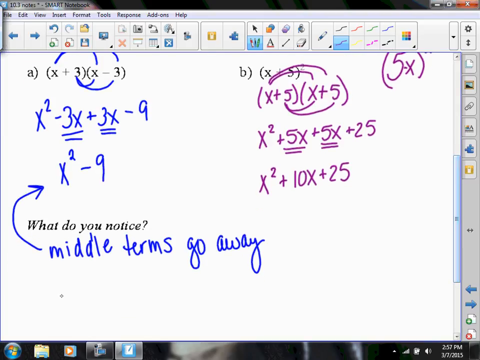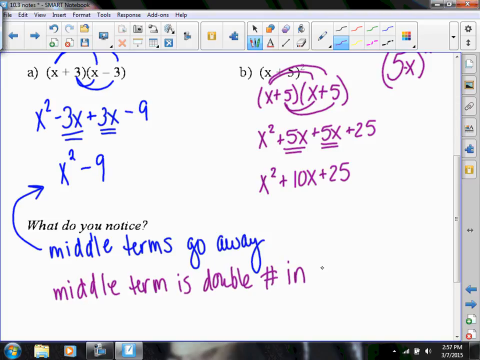Okay, so that's our observation here, is that the middle term is double the number that we started with in the parentheses. So I had an x plus 5, and then here I end up with 5 times 2, which is 10, and then 5 squared, which is 25.